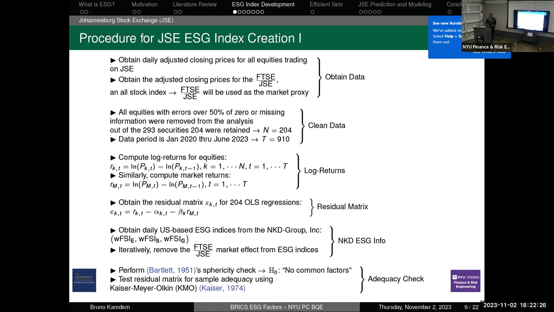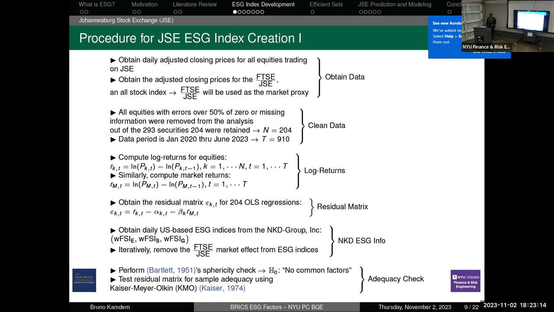And then the next step is to clean the data. We clean the data out. All equities with over 50% of zero or missing information are removed from the analysis. So originally we had 293 securities, right? But we were able to keep 204 securities. And the data period here, we run them from June 2020 to June 2023. So if you count the number of trading days, actually, it's going to be 910.